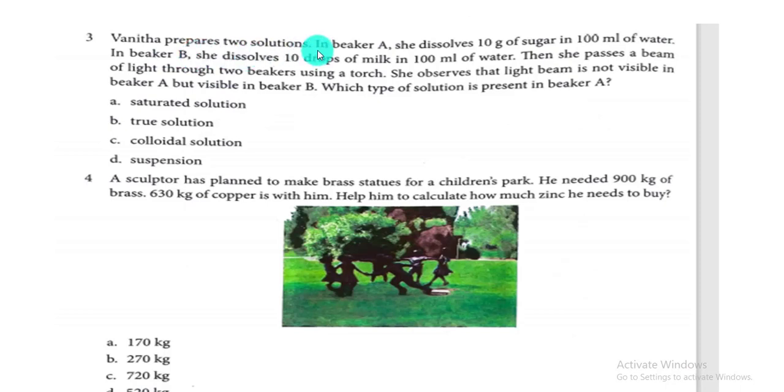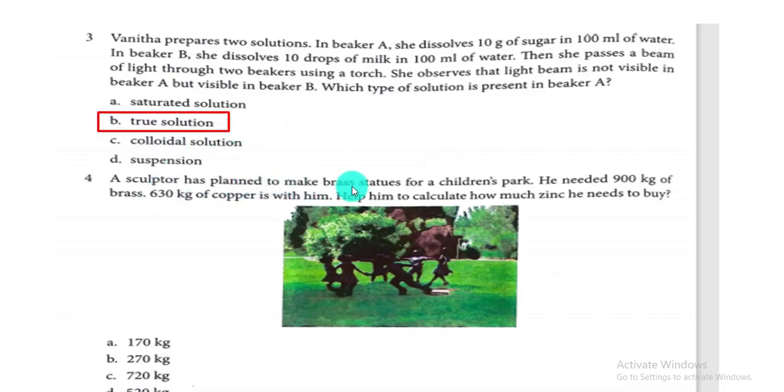Vanita prepares two solutions. In beaker A, she dissolves 10 gram of sugar in 100 ml of water. In beaker B, she dissolves 10 drops of milk in 100 ml of water. Then she passes a beam of light through the two beakers using a torch. She observes that the light beam is not visible in beaker A but visible in beaker B. Which type of solution is present in beaker A? In beaker A, sugar with water gives you a true solution, a homogeneous solution. So the answer is true solution.